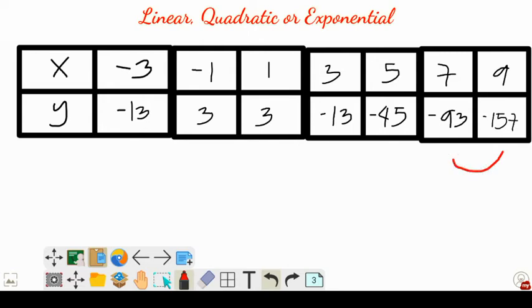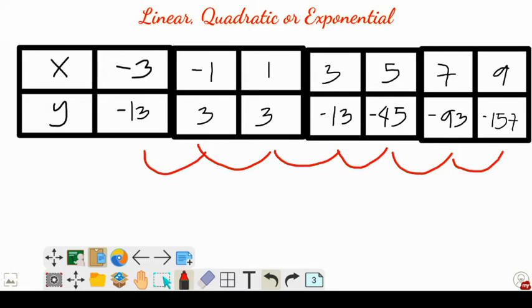And of course, negative 93 i-subtract natin siya sa negative 45. And then yung negative 45 i-subtract naman natin siya sa negative 13. And then negative 13 minus 3, and then 3 minus 3, and then 3 minus negative 13. So kukunin natin yung first differences in y. So using calculator, magkakaroon tayo ng derived answer.